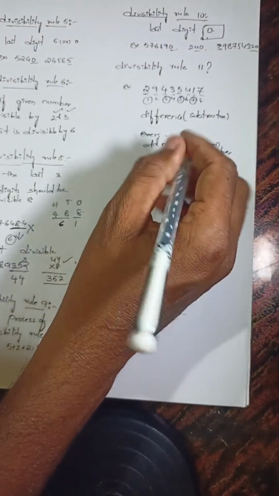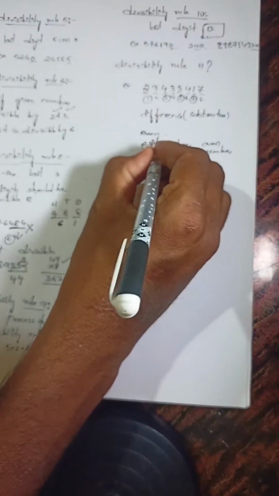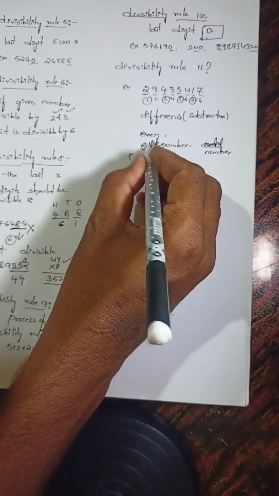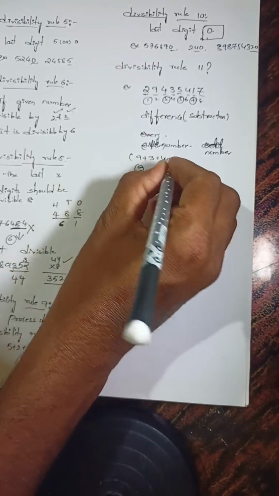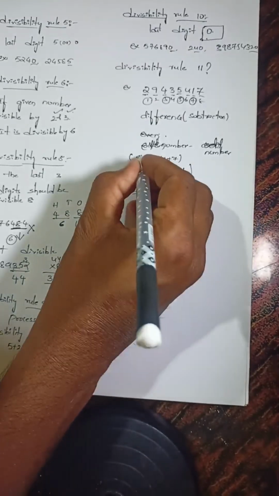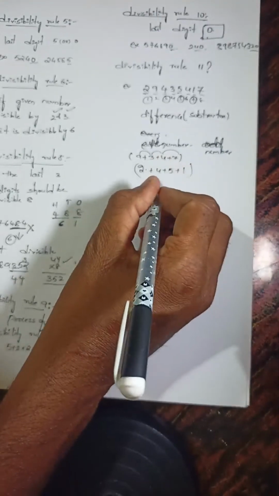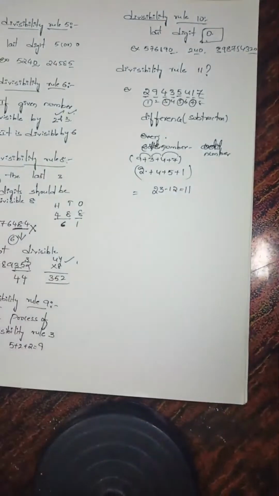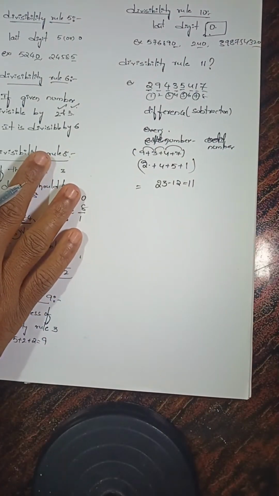Sorry, even places minus odd places. So this is the odd place, and I am going to write the even places upside: 9 plus 3 is 12, 12 plus 4 is 16, 16 plus 7 is 23. 23 minus 12, we get the answer 11. That is called the divisibility rule of 11.